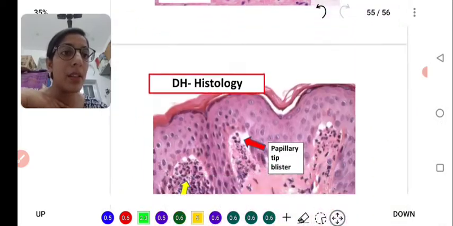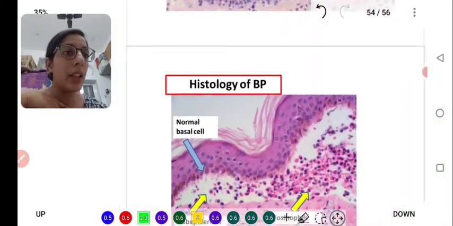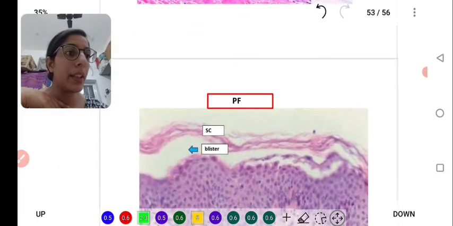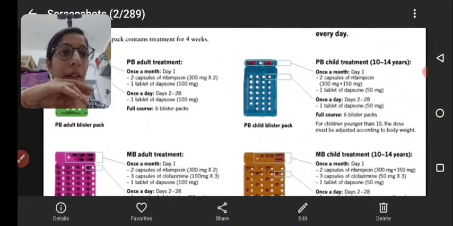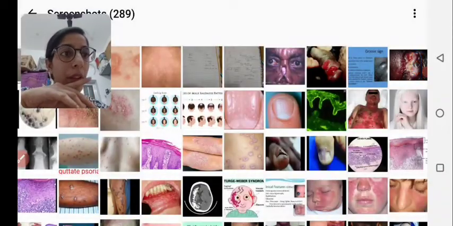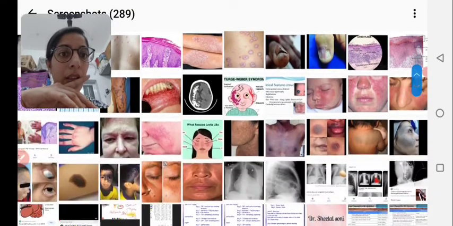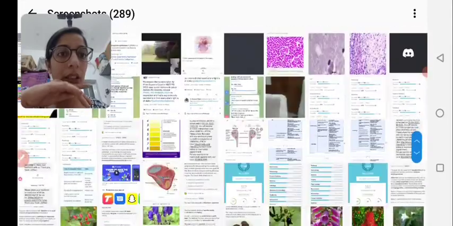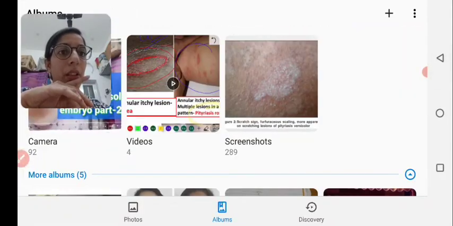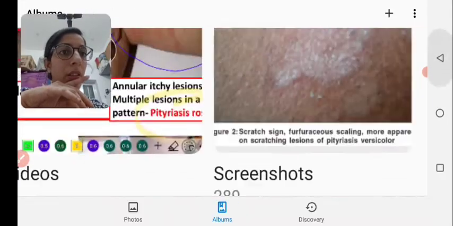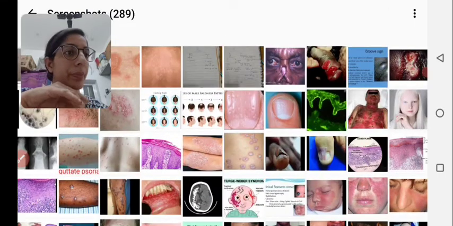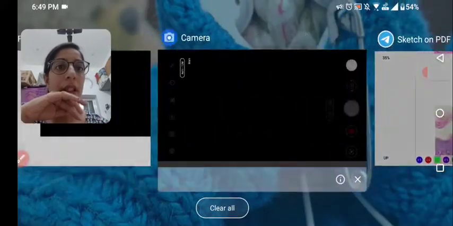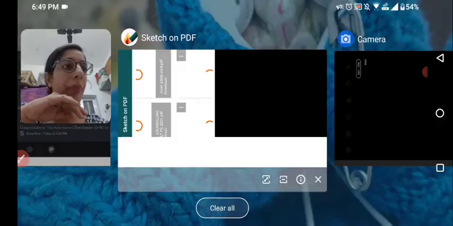Look from the... then I will show you from Google now. Let's see from Google.